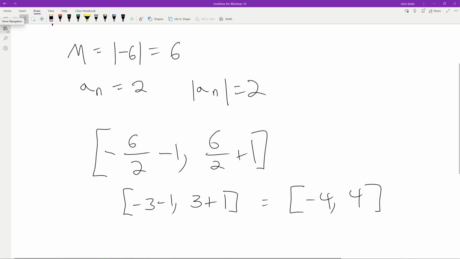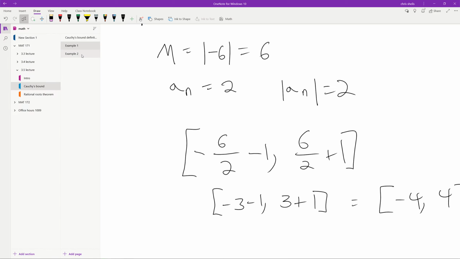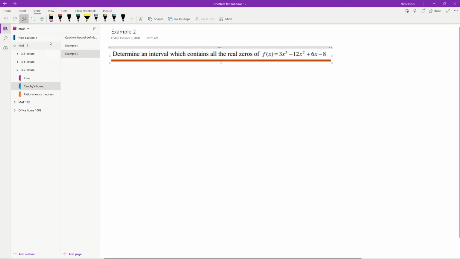Knowing this kind of bound can be helpful when we're using something like a graphing calculator, because we can set the bounds of our display in that graphing calculator or in Desmos even. This lets us narrow down the area that we're looking at on the graph. Let's look at another example.